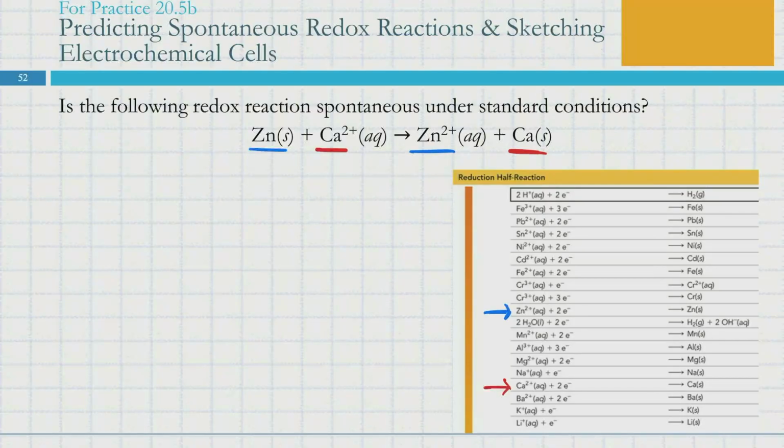Which of these two reduction half reactions did we flip to make this? Zinc. So the top one is flipped. The one that's above is flipped. And our rule for a spontaneous one is that the bottom one is flipped. If we flip the top one, it's not spontaneous.